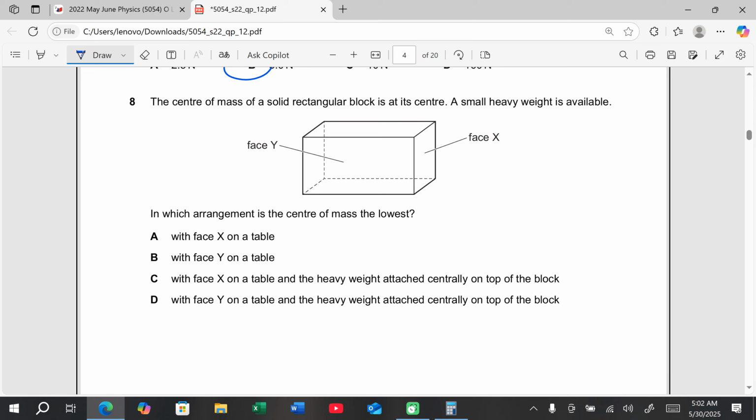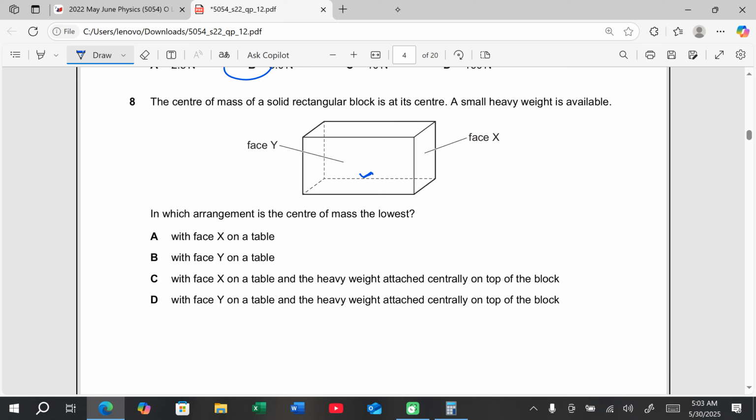The center of mass of the solid rectangular block is at its center, and a small heavy weight is available. In which arrangement is the center of mass the lowest? It should be on the face which has a greater area, so Y has a greater area, so it should land on Y, but it says heavy weight attached centrally on the top.